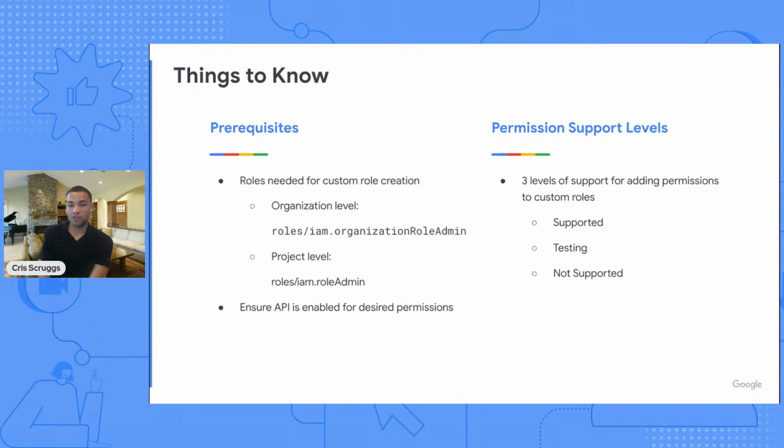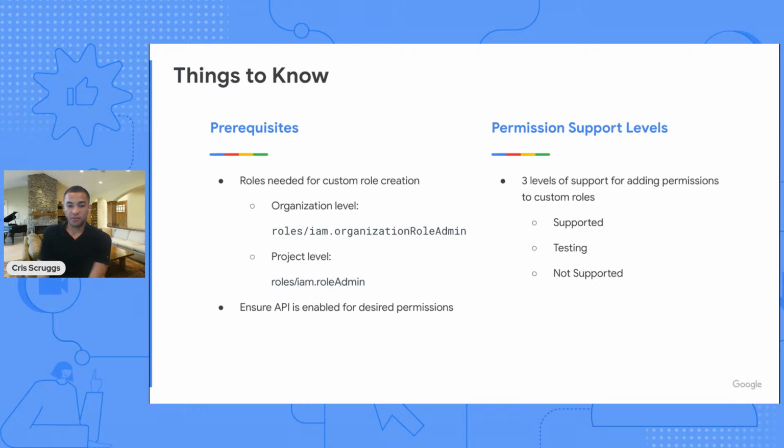It's important to note that you should only grant this role to a small number of highly trusted users. If a user is a role admin, they can add any permission to any custom role within the project, which means if that user is granted any custom role, not just the one that they create, they have full access to add permissions to that role, giving them essentially unlimited access to GCP resources.